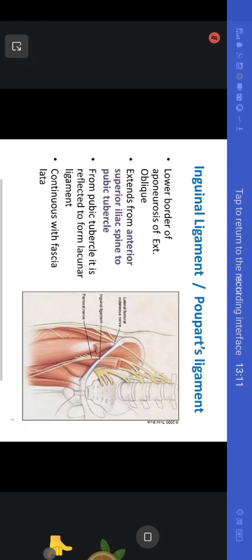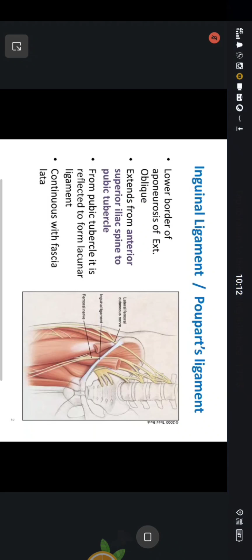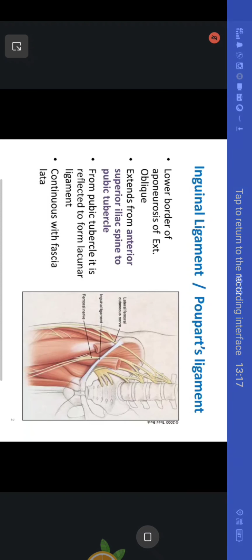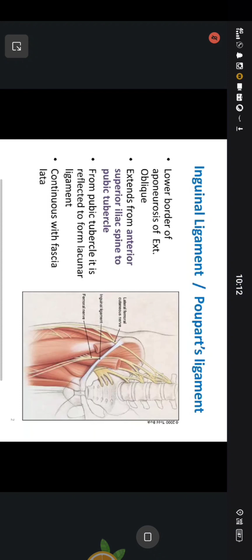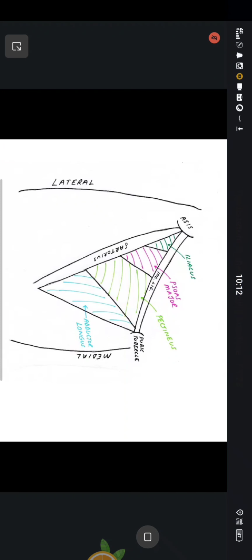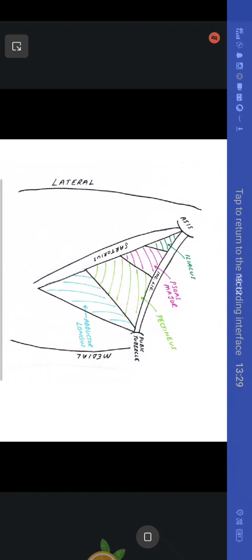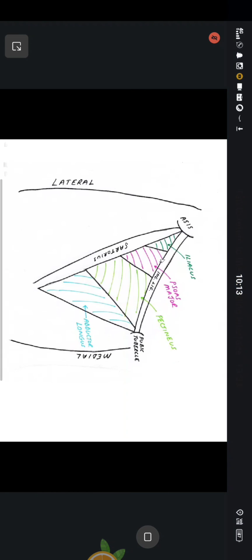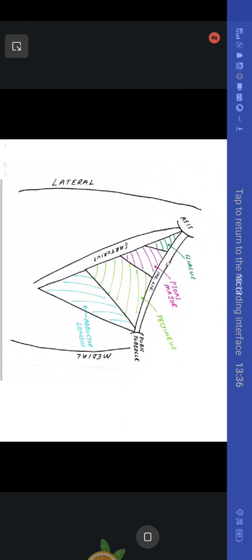Now, this inguinal ligament is asked as a 3 marks question. So you have to draw a rough diagram of this. And I have shown you this line diagram. This also can be helpful. You can draw a rough diagram over here, showing the anterior superior iliac spine as well as the pubic tubercle and an extension between these two. And you can write it as the inguinal ligament.